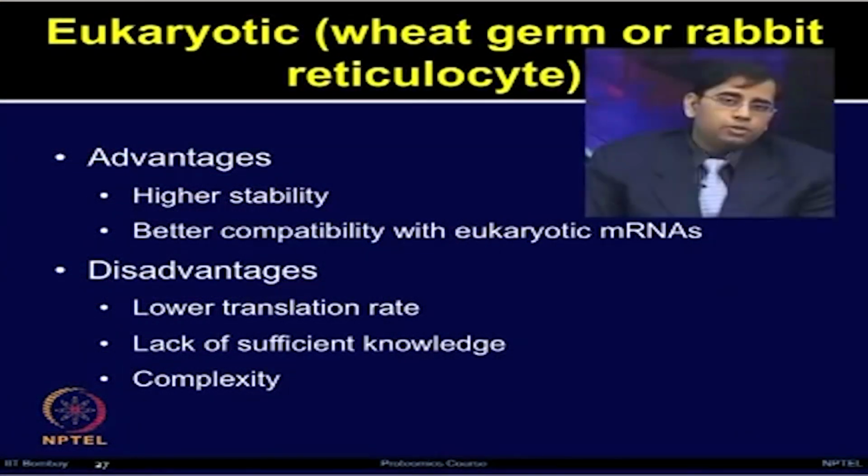So, advantages of these systems include higher stability, so the longer lifetime of the cell free systems, better compatibility with the eukaryotic mRNAs and synthesis of eukaryotic proteins. However, there are certain disadvantages such as lower translation rate, lack of sufficient knowledge to construct effective genetic vectors, and the complexity of genetic constructs for the effective protein expression. So, we will discuss the commonly used cell free expression systems in the following animation.